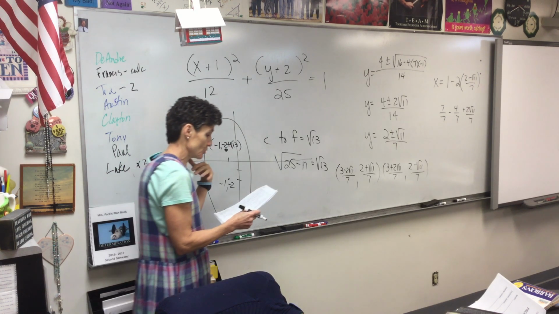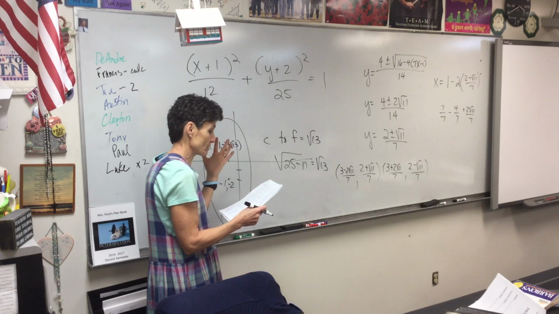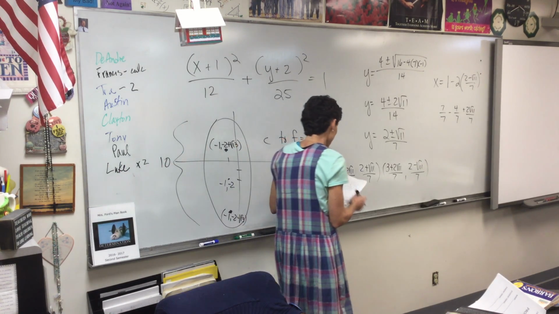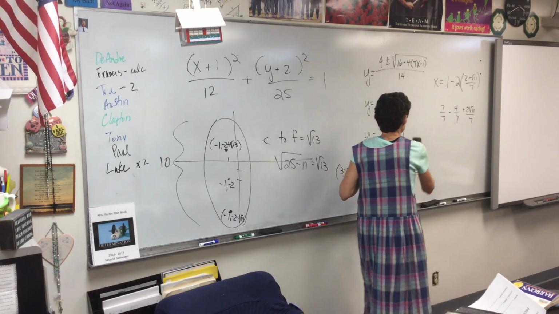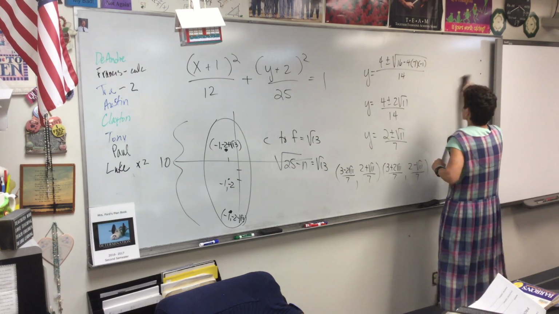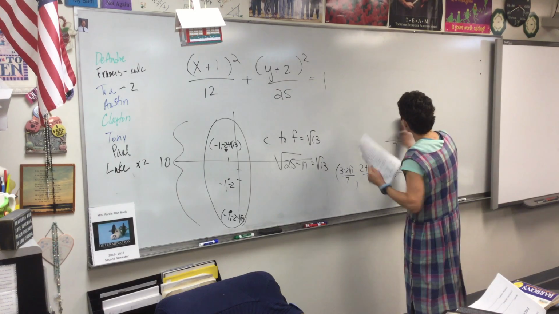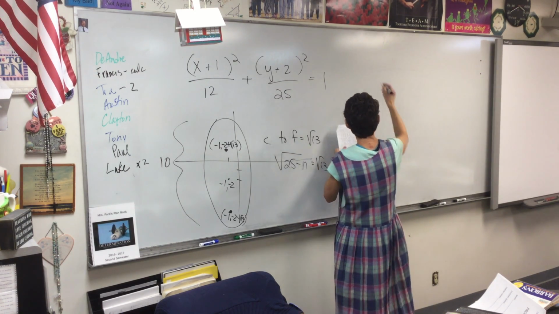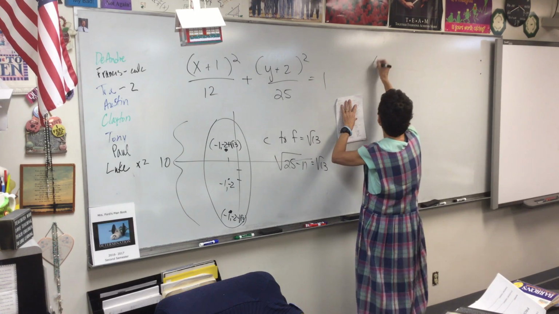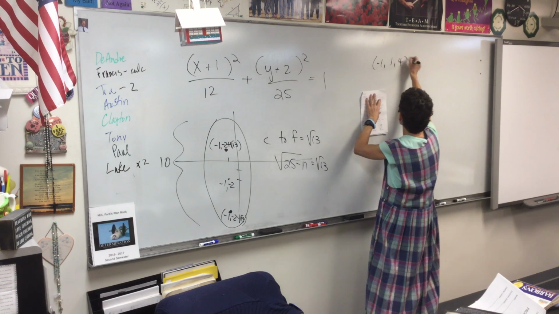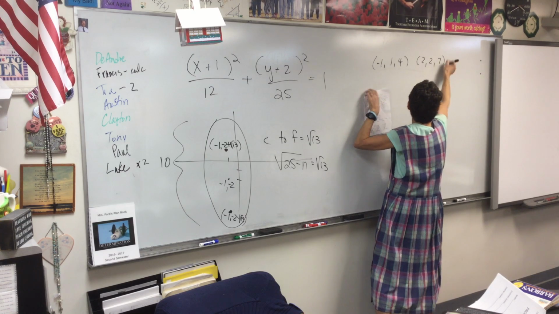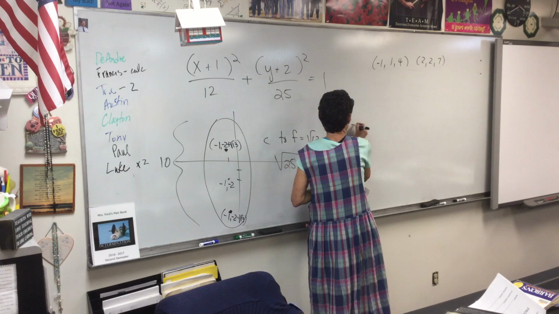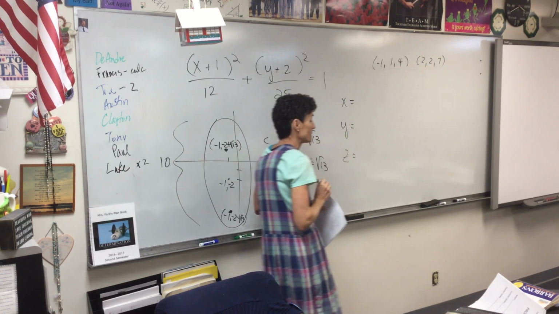All right, I was going to randomly pick something here. Let's do 5E. Let's write the parametric equations of that line. Our points are negative 1, 1, 4, and 2, 2, 7. So I want my parametric equation, so this will ultimately be my answer.